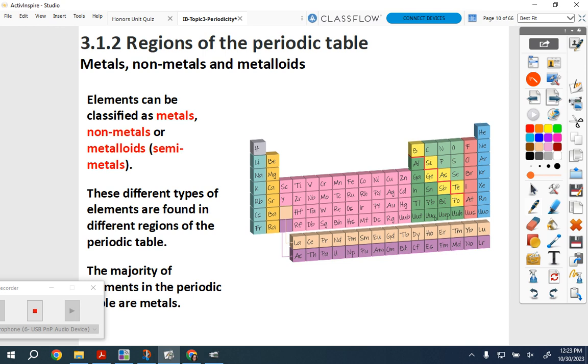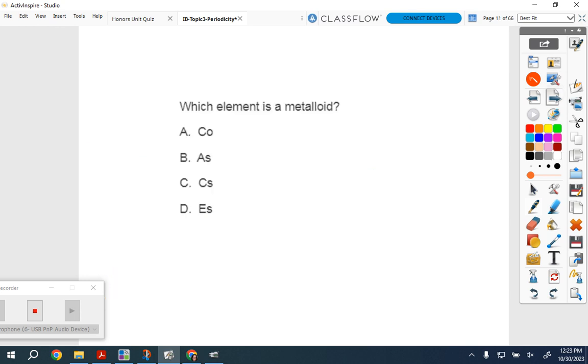Okay, we talked previously, and we were just talking in the warm-up about metals, nonmetals, metalloids, and the fact that the majority of the elements in the periodic table are metals. You might get a question like this. It says, which element is a metalloid?